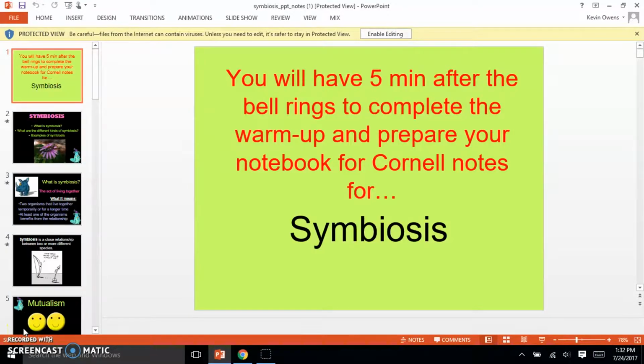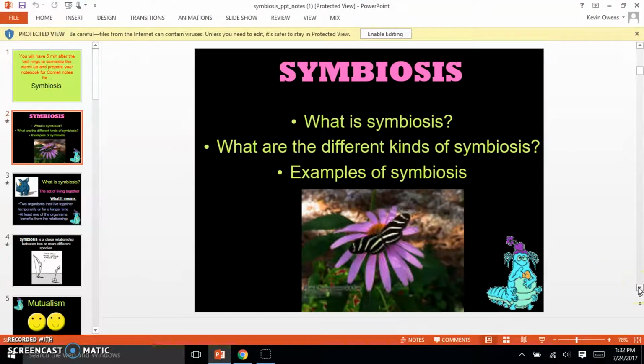Today's lesson is going to be on symbiosis. Symbiosis, what is it? What are the different kinds and examples of symbiosis, which we're going to learn today.